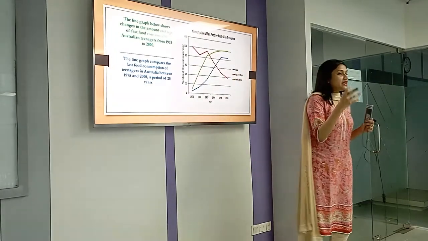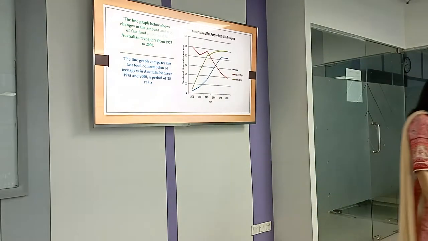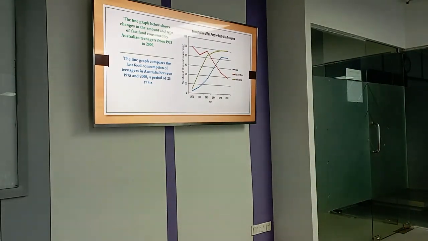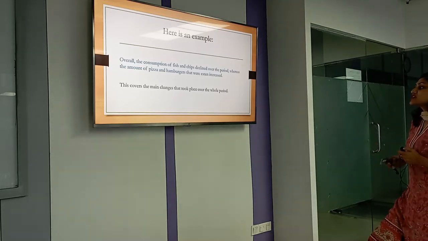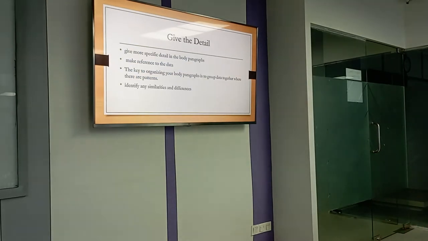That is my main trend. They have a main trend in which one is drastically going down and the others are drastically going up. Over the time, we will talk about that, but we won't be talking about it here. We'll just talk about the main trend, the main feature of it. So here, overall the consumption of fish and chips declined over the period, whereas the amount of pizza and hamburgers that were eaten increased. So this is your main trend, right? It covers the main changes that took place over the period. Awesome. So those two sentences can be your introduction, right?